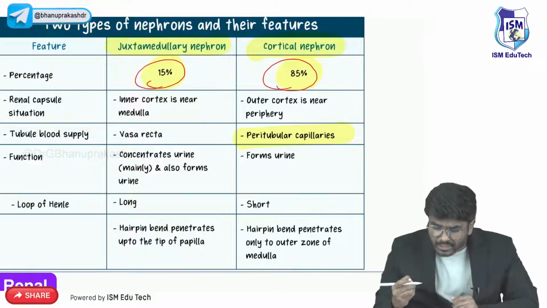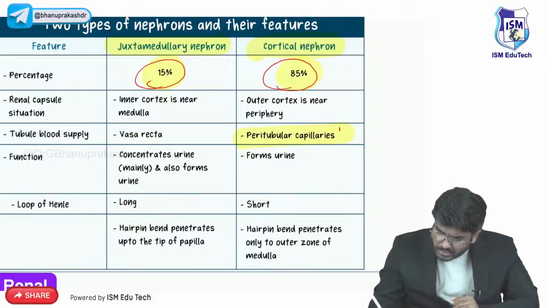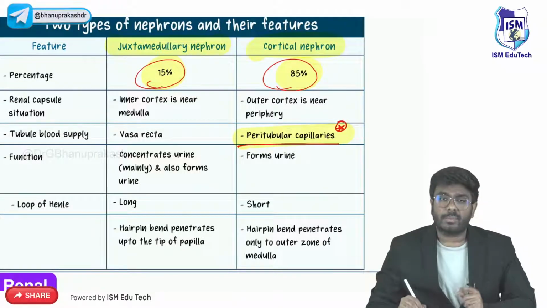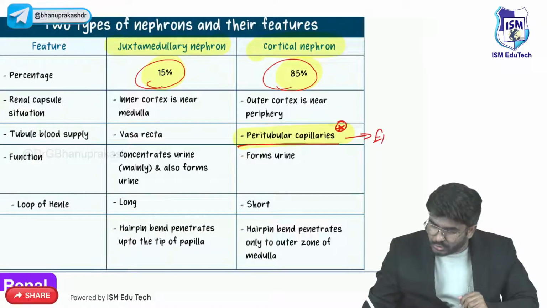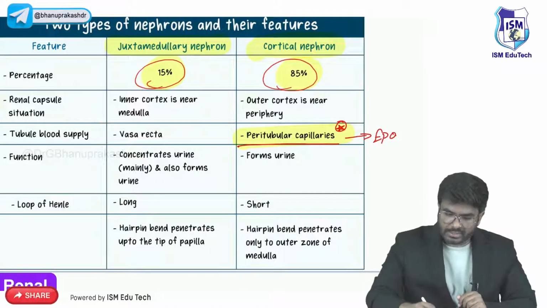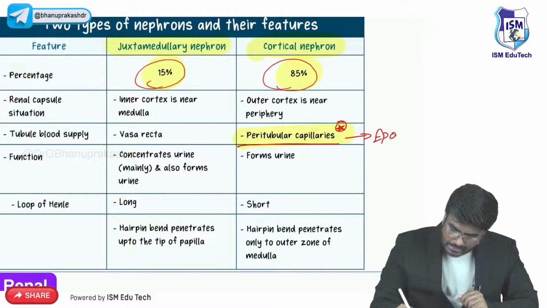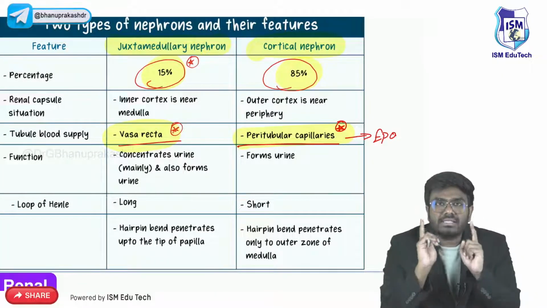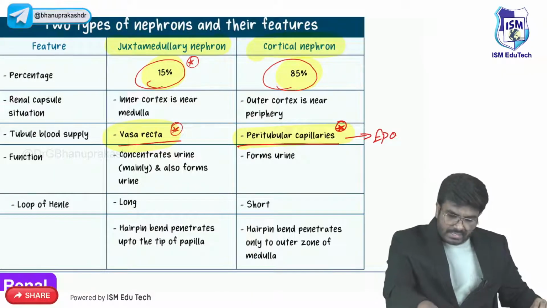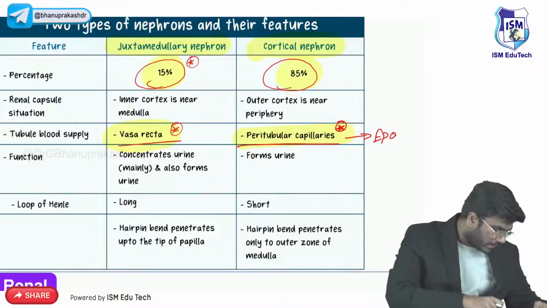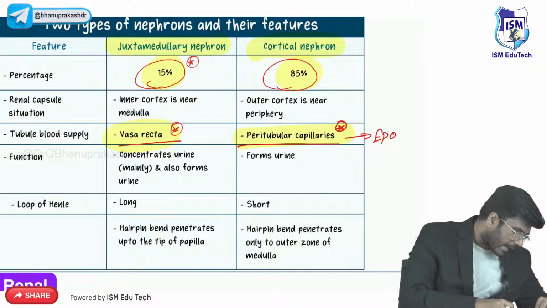The cortical nephrons are surrounded by the peritubular capillaries, which we have already discussed. The interstitial cells of the peritubular capillaries produce erythropoietin. And who surrounds the juxtamedullary nephrons? The juxtamedullary nephrons are surrounded by blood vessels called the vasa recta. So the vasa recta is present around the juxtamedullary nephrons, and the cortical nephrons are surrounded by the peritubular capillaries.